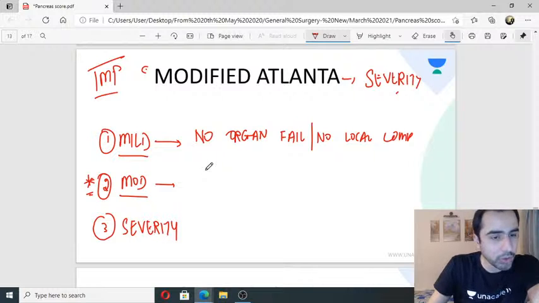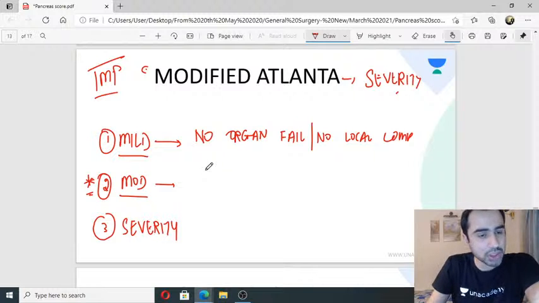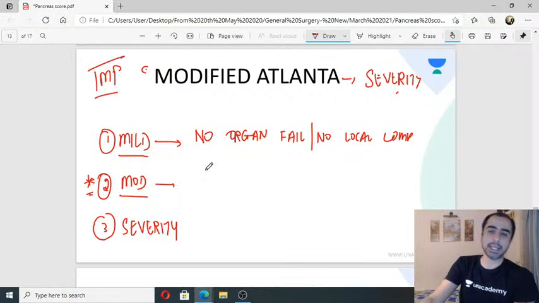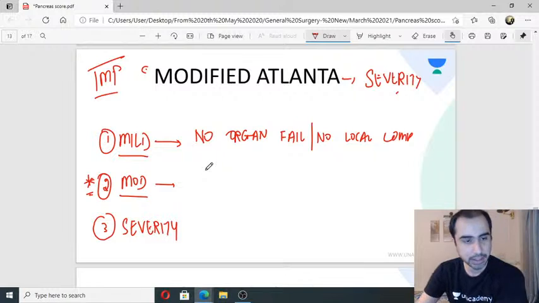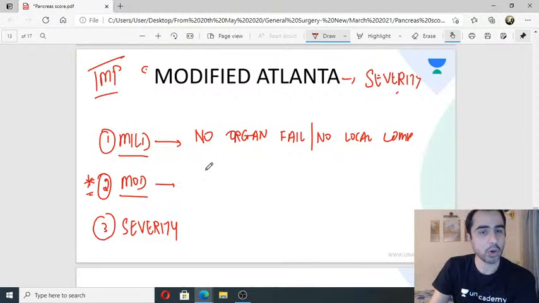What is acute fluid collection today? Pseudocyst after 4 weeks. Yeah, same for the other pair. Absolutely right. Acute necrotic collection, and 4 weeks later, you will call it walled off necrosis. Absolutely right. That is the local complications.